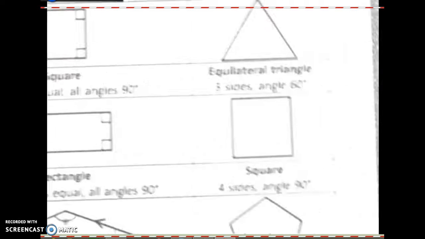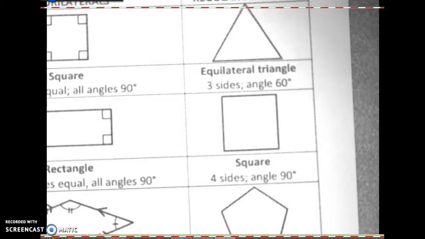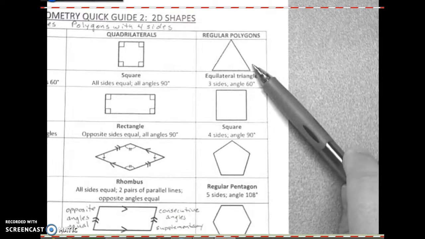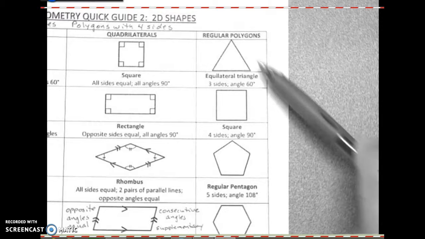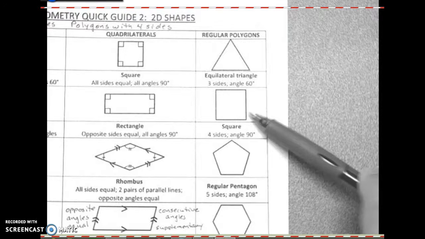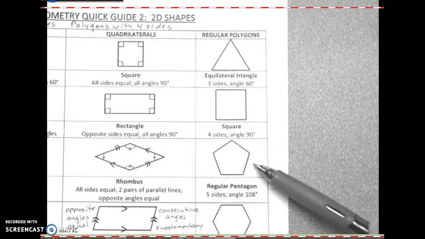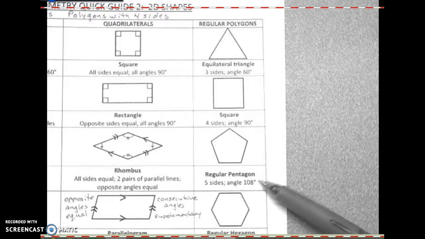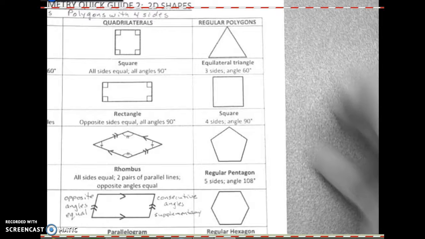If you look at the very last column of these notes, you've got some information about some regular polygons. If it's a 3-sided figure, it's an equilateral triangle. 4-sided, a square. All your angles are 90. 5 sides, a pentagon. All of your interior angles are 108 degrees.